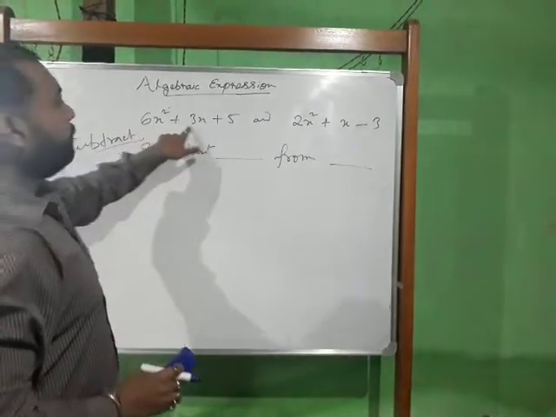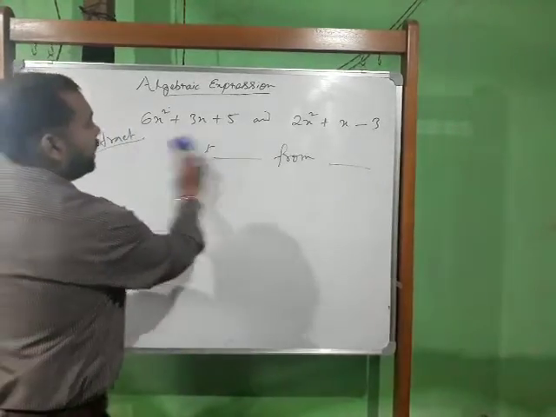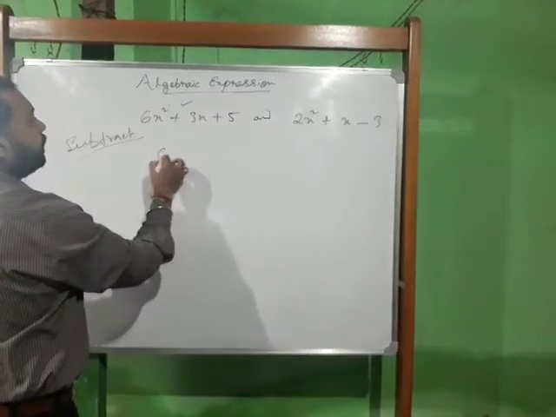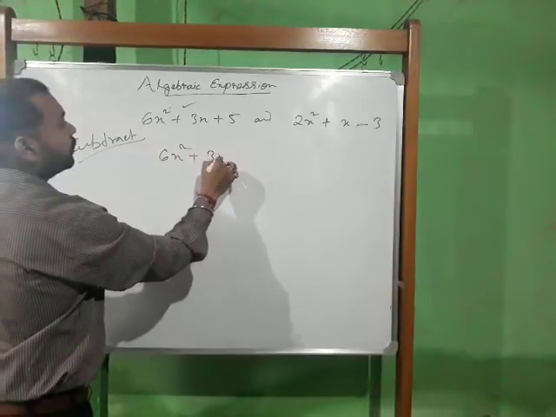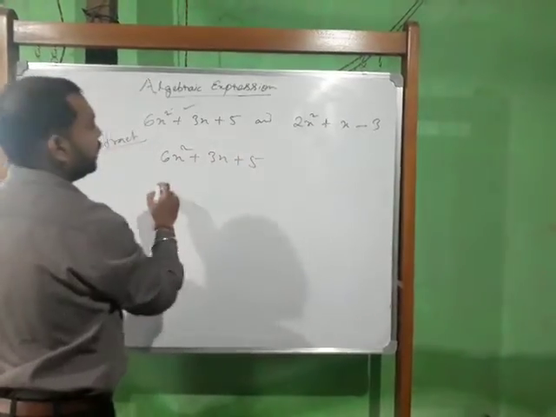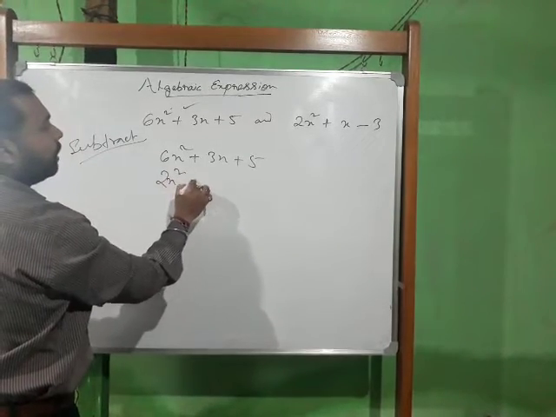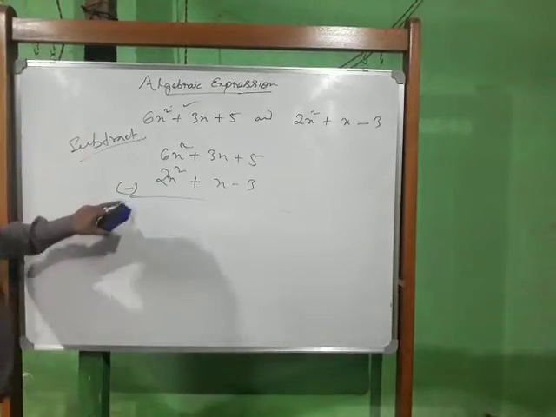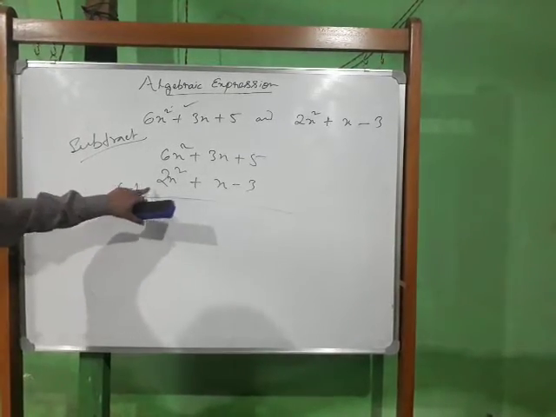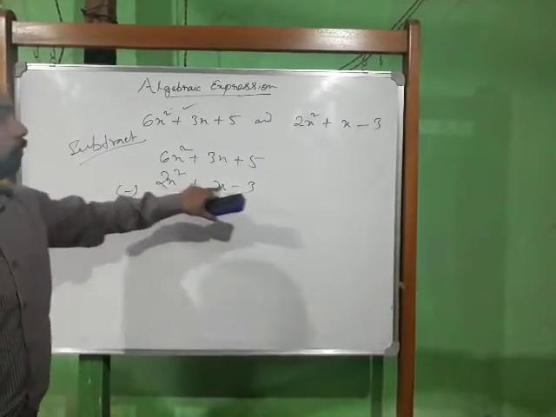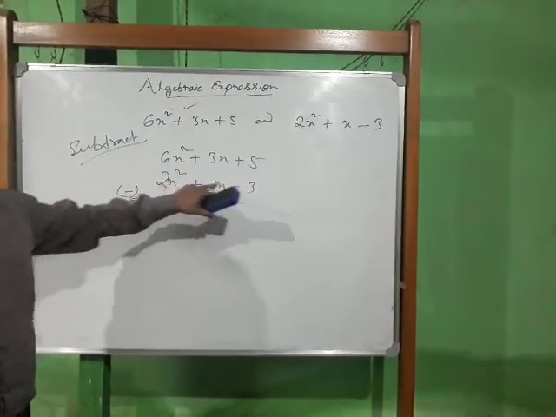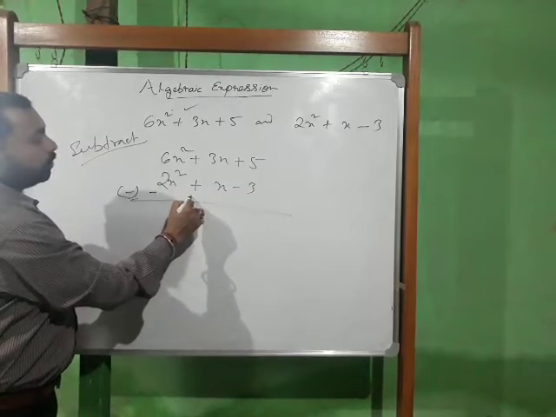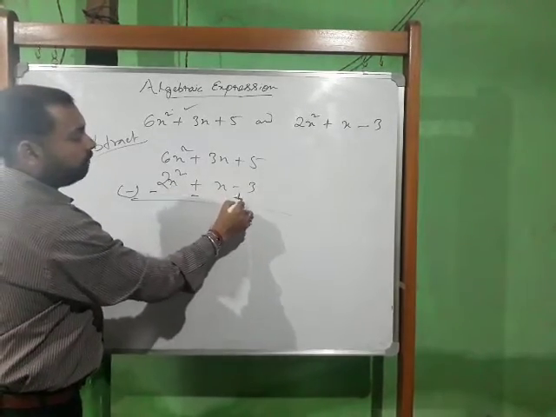So let me do it. In the question it is given simply like this: subtract this and this. So this part we write at the top, 6x square plus 3x plus 5, and this one we write at the bottom, 2x square plus x minus 3. Now let us do subtraction. When you do subtraction, the signs of the polynomial written at the bottom will change. This is plus, so it will become minus. This is plus, so it will become minus. Now this is minus, so it will become plus.